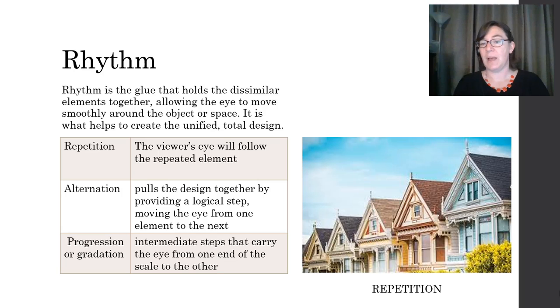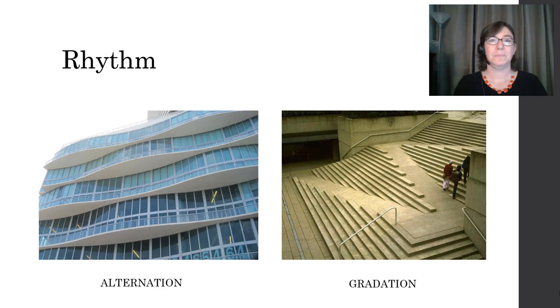So here's an example of repetition. These painted ladies, all right, each the same, but create a total composition. On the left, you have an example of alternation. These waves are creating a rhythm across the facade of this building. And finally, on the right, we have an example of gradation that pulls the eye along these diagonal paths.